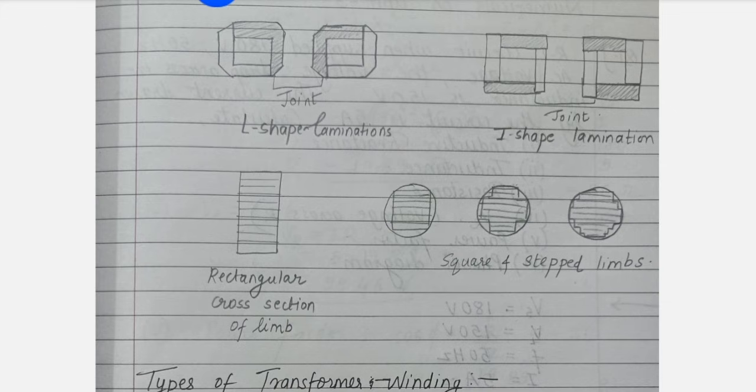Okay, then for J-shape laminations, the description must be that J-shape laminations create a core resembling the letter J with one straight limb and one curved limb. Okay, as the letter J is there. Then this is often employed in power transformers for higher voltage and power applications.